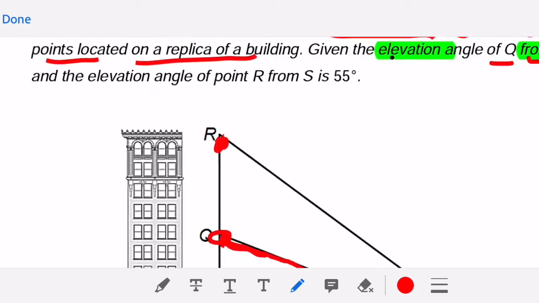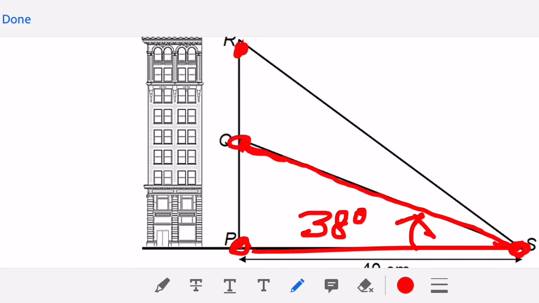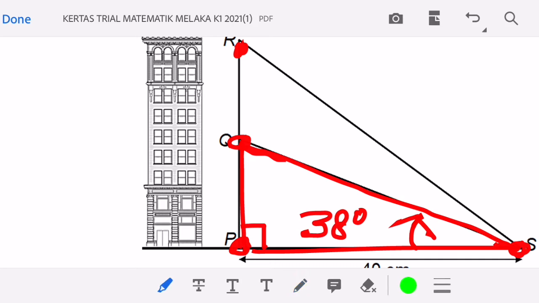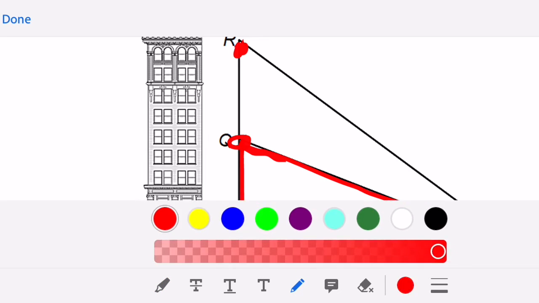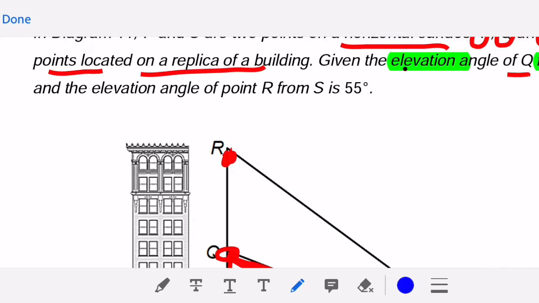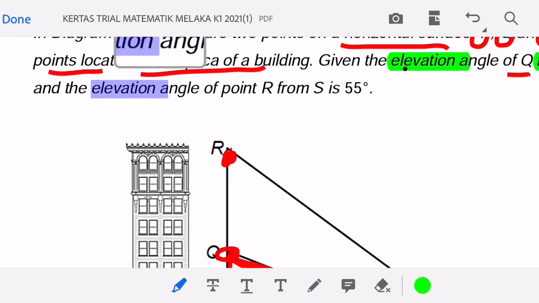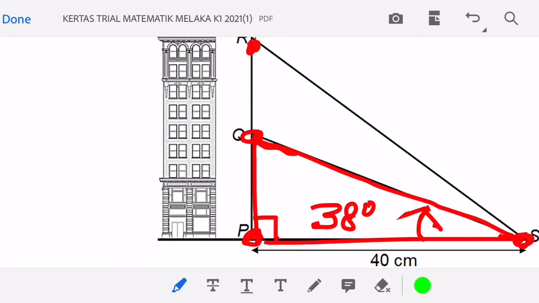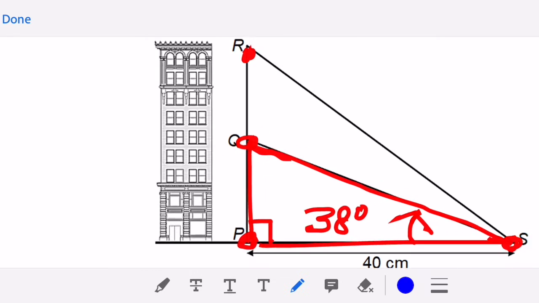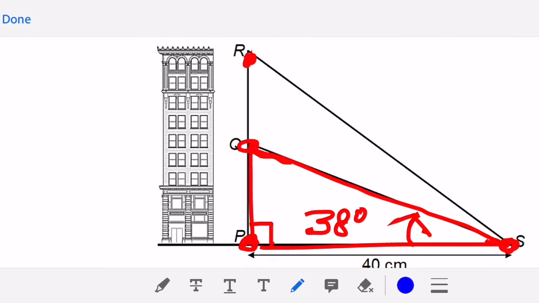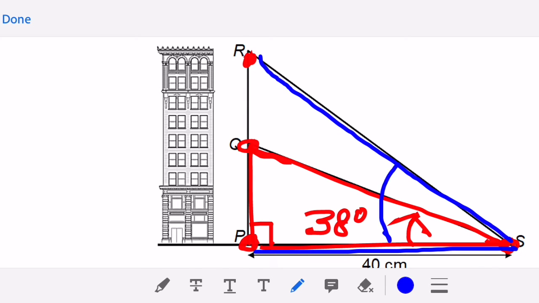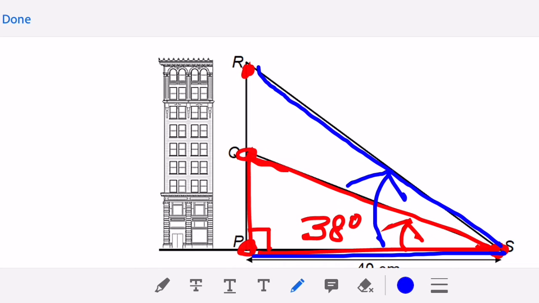Then we try to draw a right angle triangle. Normally angle of elevation and depression has something to do with trigonometry. Normally we use tangent. Then we have another angle of elevation: point R from S is 55 degrees. So make sure you draw a right angle triangle and label it. From S, you look up to point R. This is 55 degrees. So we have two triangles.